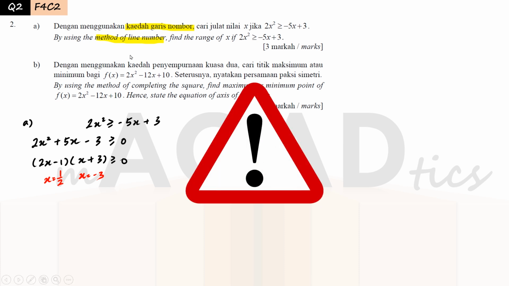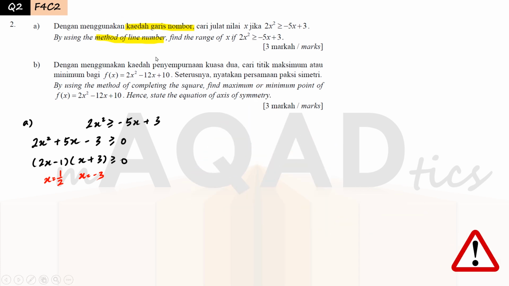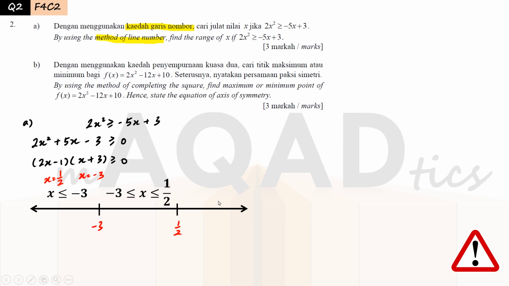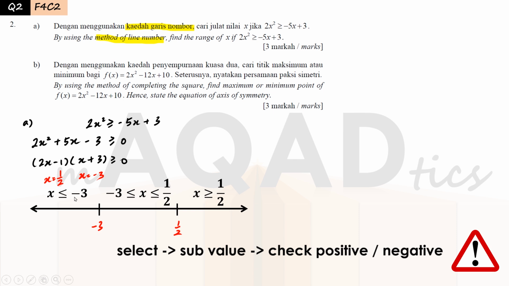Okay, so now how do we use this method of line number? What we can do is put the 2x values onto this number line, meaning split them into 3 parts. For the first part, we focus on values less than this number. Here will be the values between these two numbers, and here would be the values larger than this number.